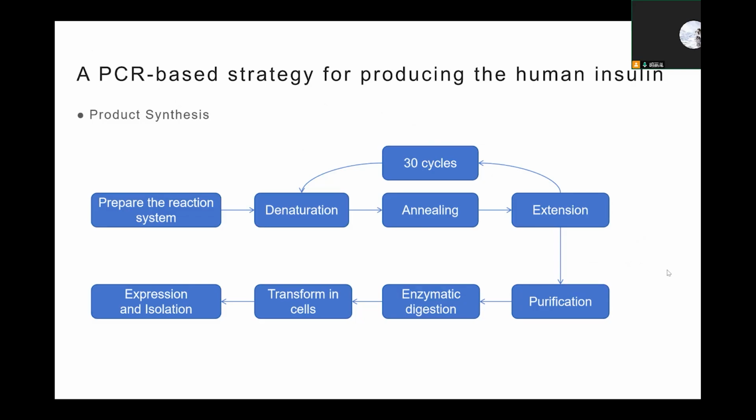The DNA was isolated from the pT21B vector. Subsequently, the PCR amplicon and the vector were digested with two enzymes. Then, the digested PCR product was ligated into the vector using T4 DNA ligase. The vector carrying the human proinsulin was transformed into the cells for expression and isolation.